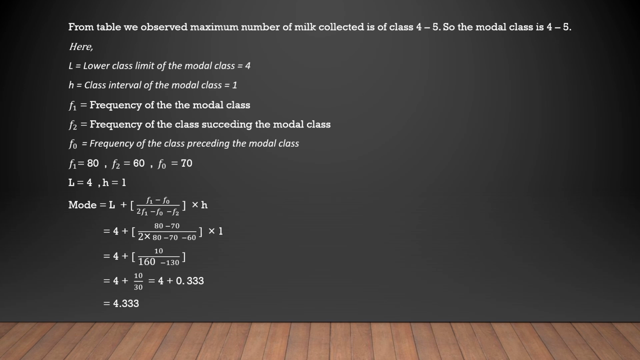L is the lower class limit of the modal class, and the modal class is 4 to 5. So the value of L is 4. L is equal to 4. H is the class interval of the modal class. The class interval for 4 to 5 is 5 minus 4, which is 1. So the value of H is equal to 1. Then F1 is the frequency of the modal class, so the frequency of the modal class is 80.